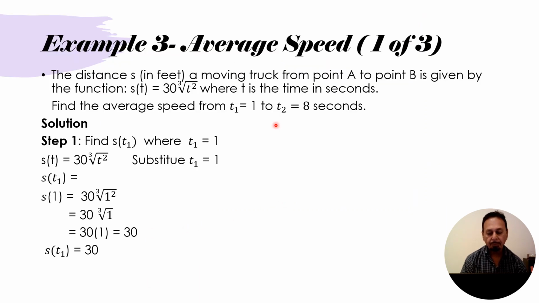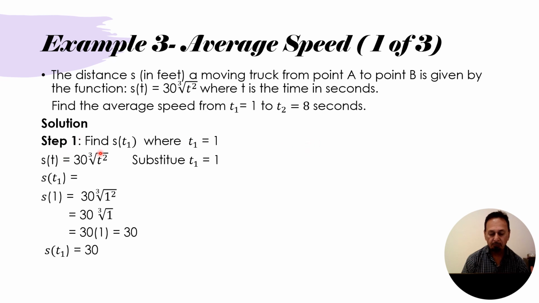Example 3. The distance in feet of a moving truck from point A to point B is given by this function s of t equals 30 times the cube root of t squared, where t is the time in seconds. Find the average speed from t1 equals 1 to t2 equals 8 seconds.